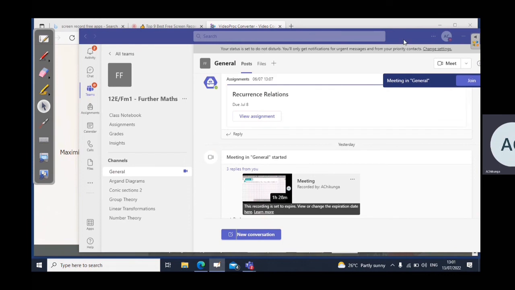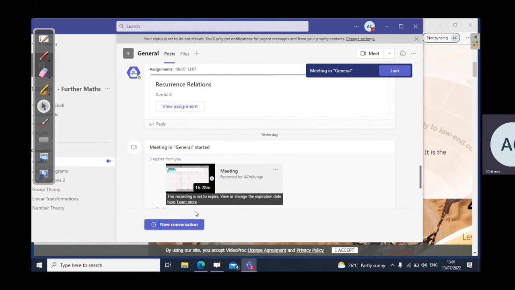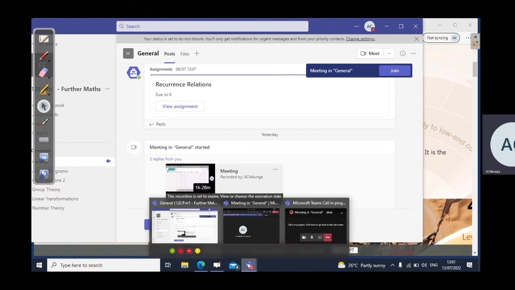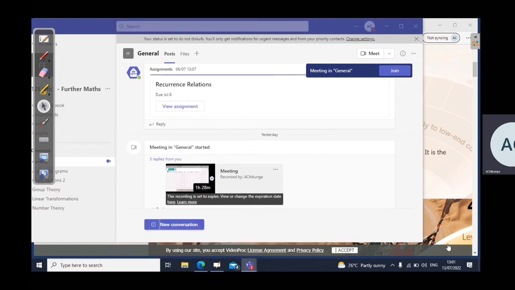Did I hear the easy part? Deductions there. I like that part, to hear that it's easy. Okay, so we're done with recurrence.